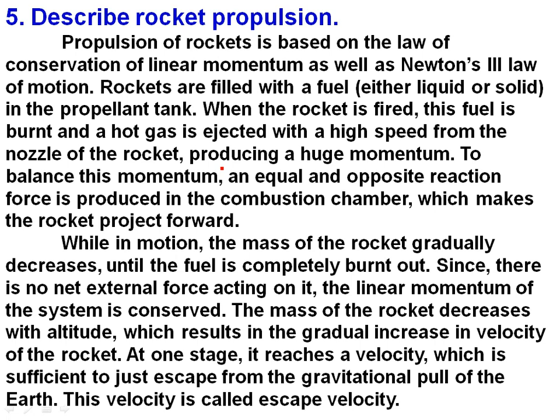To balance this momentum, an equal and opposite reaction force is produced in the combustion chamber, which makes the rocket project forward. While in motion, the mass of the rocket gradually decreases until the fuel is completely burnt out. Since there is no net external force acting on it, the linear momentum of the system is conserved. The mass of the rocket decreases with altitude, which results in a gradual increase in velocity of the rocket. At one stage, it reaches a velocity which is sufficient to just escape from the gravitational pull of the Earth. This velocity is called escape velocity.